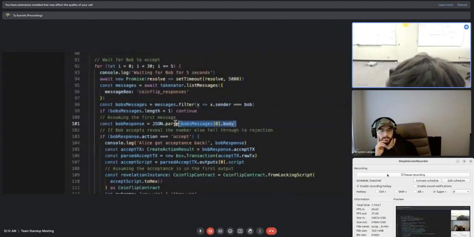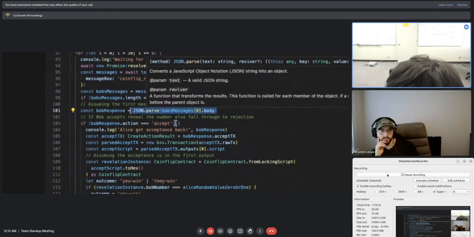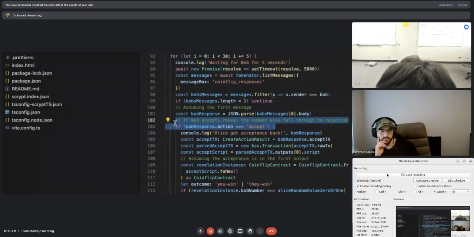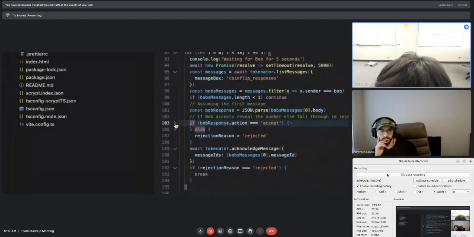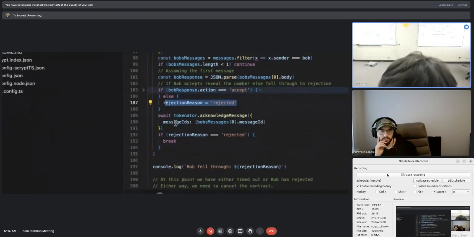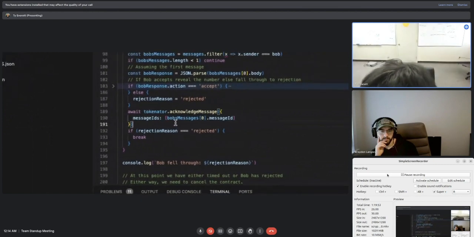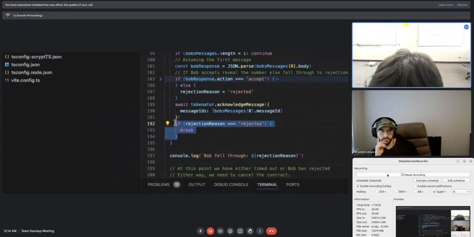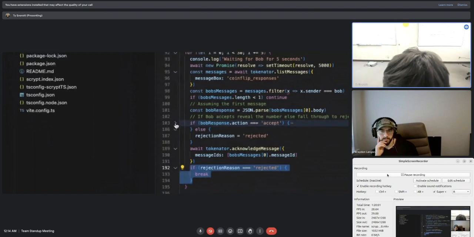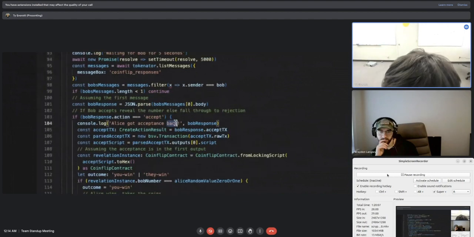We parse out the message body that Bob sent us back. If Bob has the action of accepting, then we're going to do some stuff. Of course, if Bob rejected, then we just set rejection reason equal to that. Then we acknowledge the message that Bob sent. If the rejection reason is rejected, we break out of the loop, meaning now we come down to where we were yesterday. That's how we handle that. But let's consider that Bob accepted the offer. Alice got accept back from Bob.